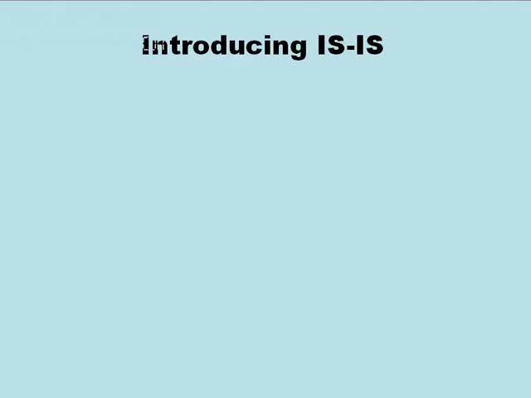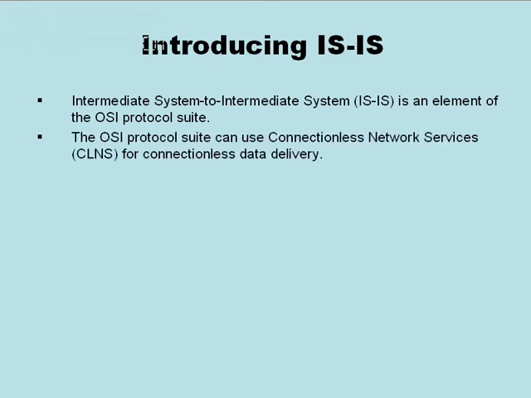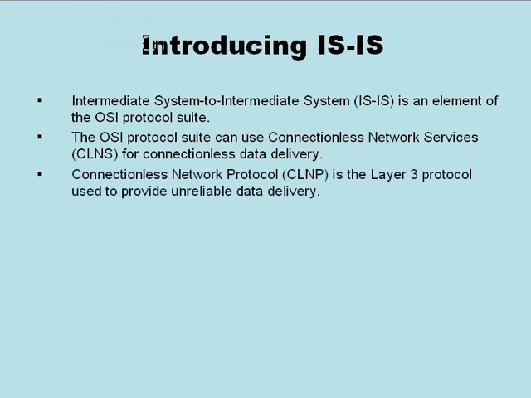The intermediate system to intermediate system, or the ISIS protocol, is part of the OSI protocol suite. You might remember OSI, or the Open Systems Interconnection model, from your early studies of networking. One of the protocols defined by OSI is Connectionless Network Services, or CLNS. This can give us connectionless delivery of data. However, the Layer 3 protocol that does the delivery of the data unreliably is CLNP, Connectionless Network Protocol.